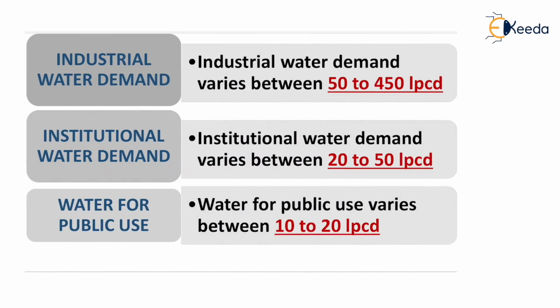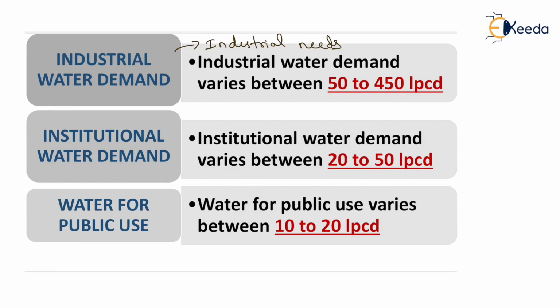Okay, now the next demand will be the industrial water demand. It is the amount of water required to satisfy the industrial needs. Why do we want to satisfy those needs? Because we need this water for satisfying the industrial needs, and it will generally vary between 50 to 450 liter per capita per day depending on the type of industries.